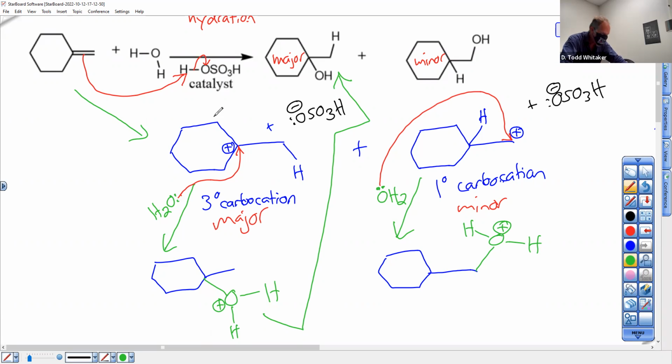And don't forget this word here, catalyst. We must also regenerate sulfuric acid. Can I ask the question again? What's the base? I must make sulfuric acid now. What's the base? Hydrogen sulfate is the base. When it gets an extra proton, guess what it is? Sulfuric acid, the catalyst. Back.